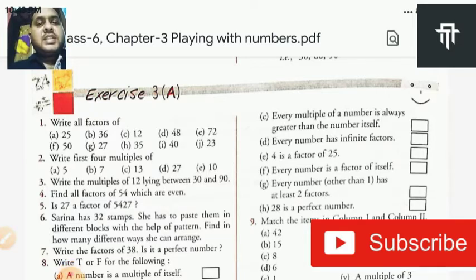We have already completed the theory portion of chapter 3, the first point of exercise 3A, which is multiples and factors, the definition of multiples and factors and the properties related to them. Now in this video, we are going to discuss all the questions related to the theory portion that we discussed in the last video, and all the questions of exercise 3A. So let's start our discussion with the very important questions, all based on exercise 3A, which is based on multiples and factors.